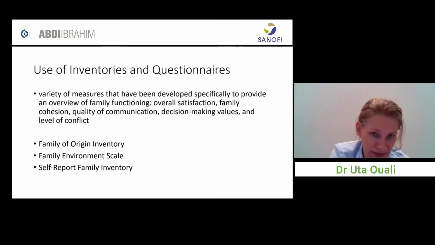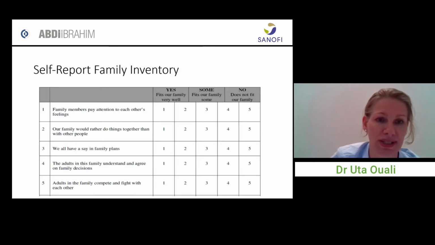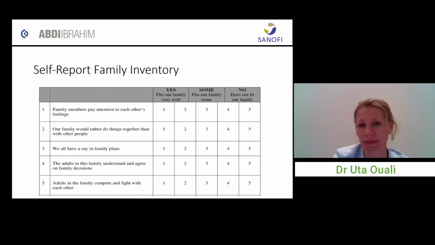Now, there are different forms of inventories or questionnaires. For example, the family of origin inventory, the family environment scale, and the self-report family inventory. I give you as one example the self-report family inventory, which is a 36-item inventory which evaluates family functioning. And what you can see here is the first 5 items.